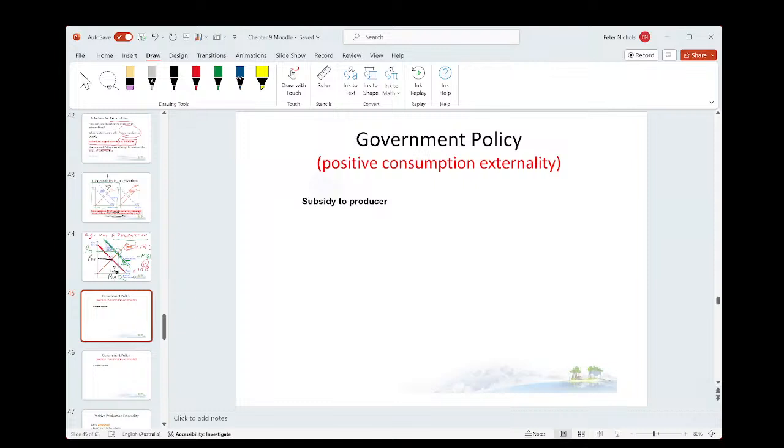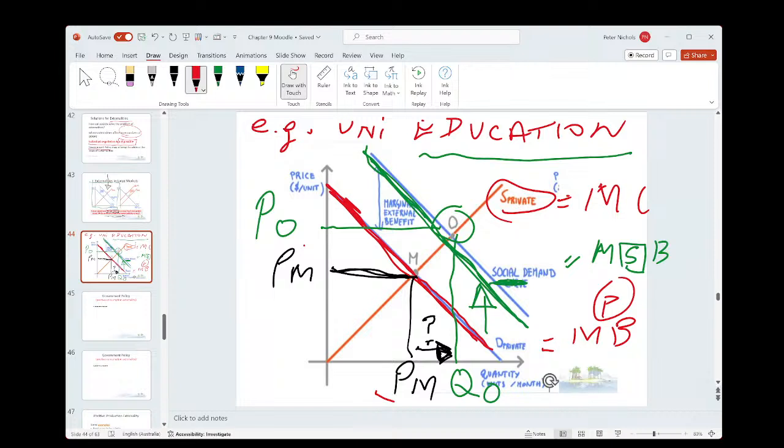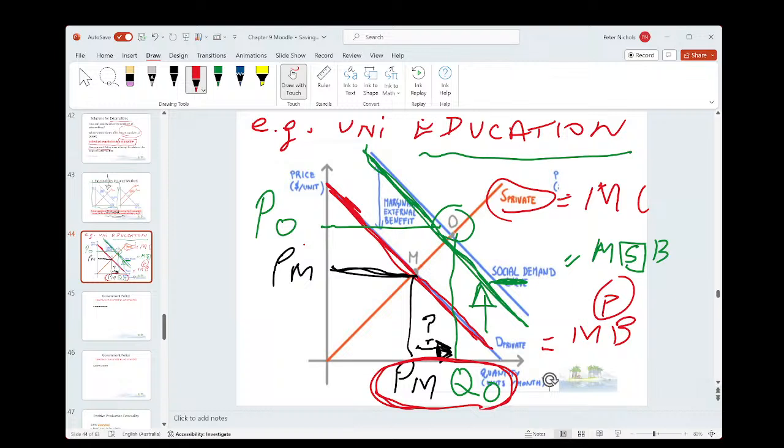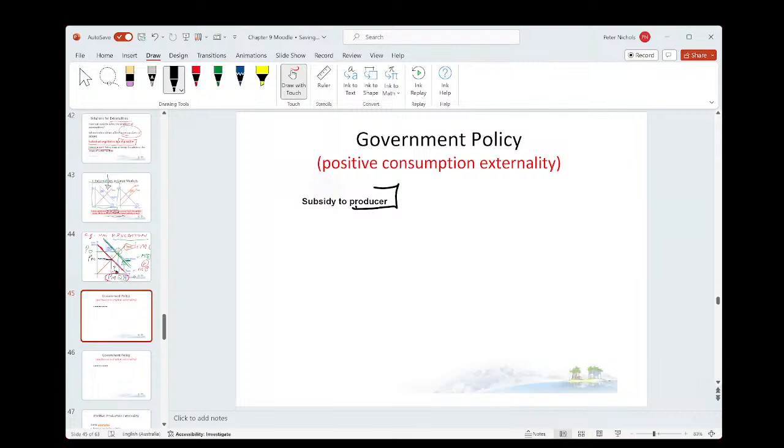So one way to do this. Remember, I'll just go back here. The key task here, the key thought is, how are we moving from the market, the free market mechanism, to the optimum output? Because in the free market, where there is a positive externality, the good will be undersupplied. So one way that governments do this is to provide a subsidy to the producer. In other words, a subsidy to the university. So watch what governments might do.